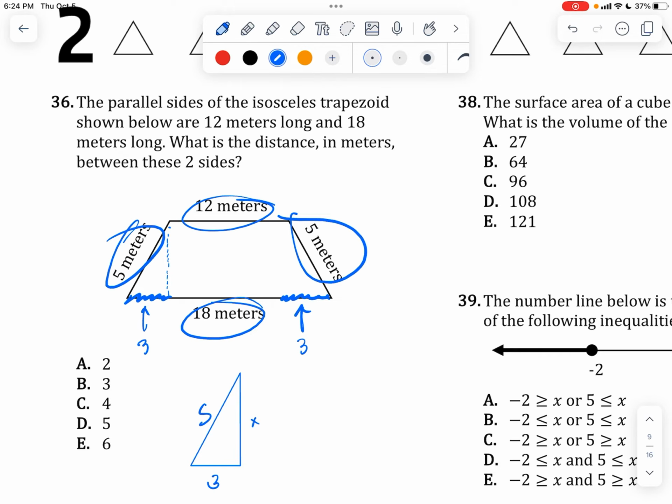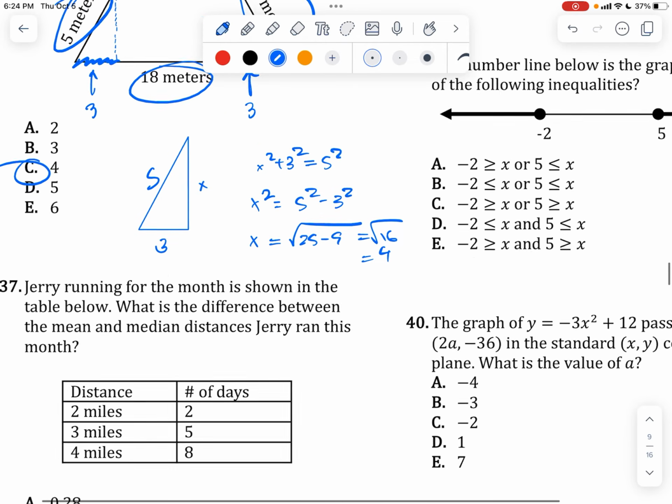I can find this last side, the side that we're interested in, by doing the Pythagorean theorem. So x squared plus 3 squared is equal to 5 squared. X squared is equal to 5 squared minus 3 squared. X is equal to the square root of 25 minus 9, which is the square root of 16, which is equal to 4. Just a 3, 4, 5 triangle.